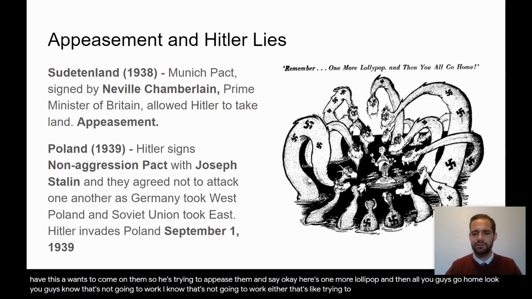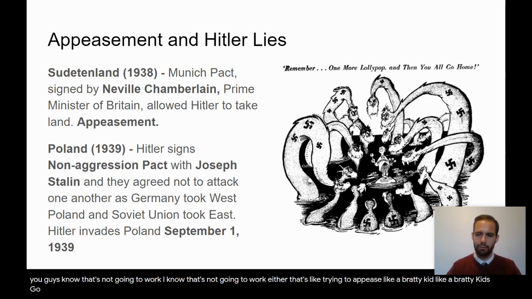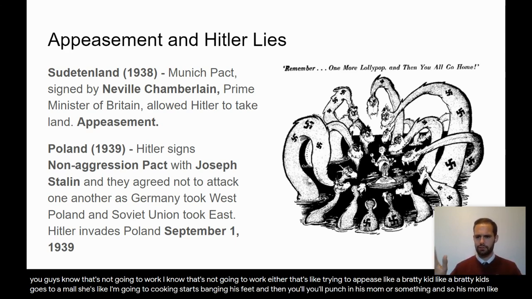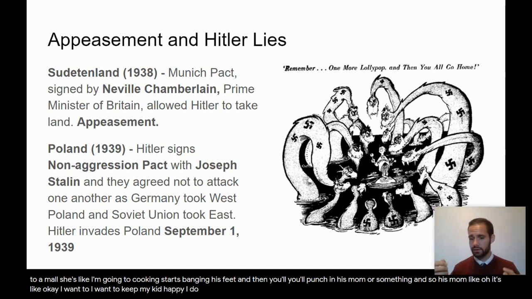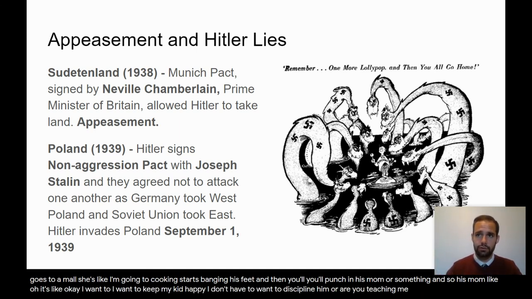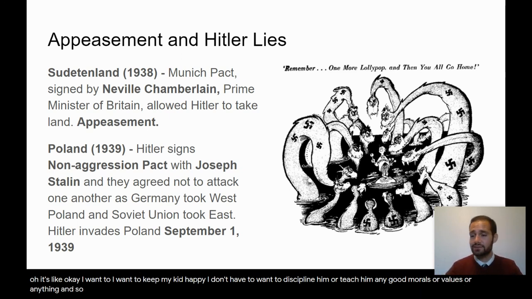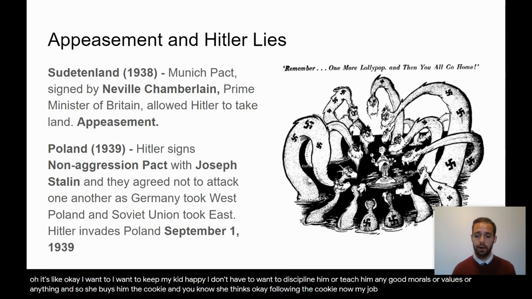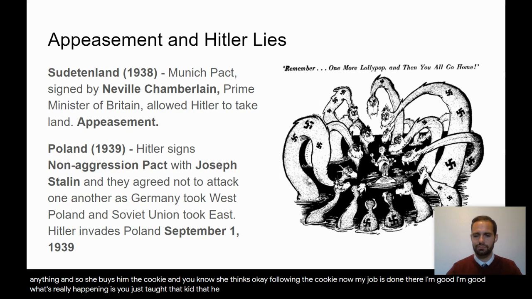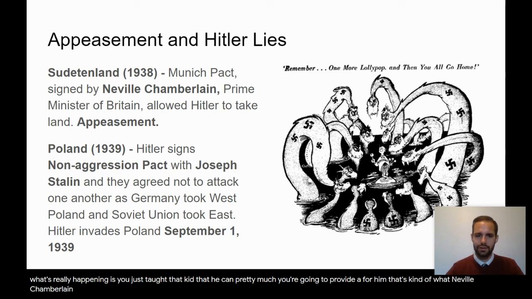That's like trying to appease a bratty kid. A bratty kid goes to a mall. He's like, I want a cookie. He starts banging his feet and then, you know, punching his mom or something. And so his mom's like, okay, I want to keep my kid happy. I don't actually want to discipline him or teach him any good morals or values or anything. And so she buys him the cookie and she thinks, okay, I bought him the cookie, now my job is done there. I'm good. And what's really happened is you just taught that kid that he can pretty much cry and scream and do whatever he wants, and then you're going to provide it for him. That's kind of what Neville Chamberlain is doing here with Adolf Hitler.